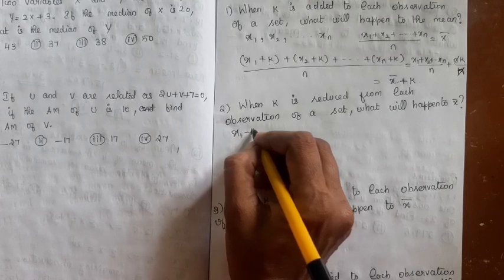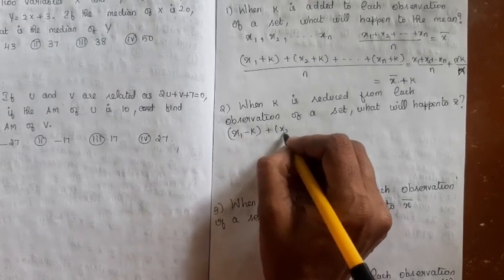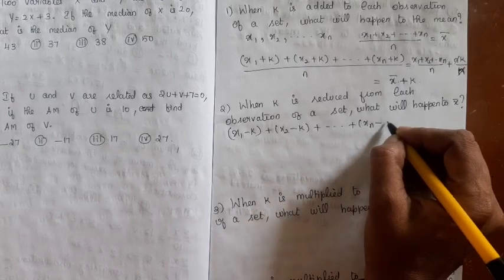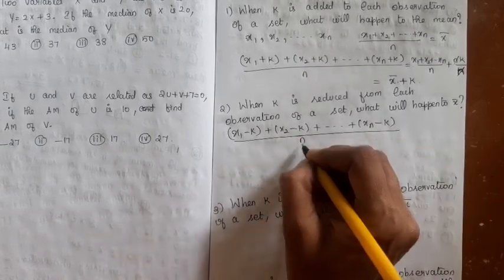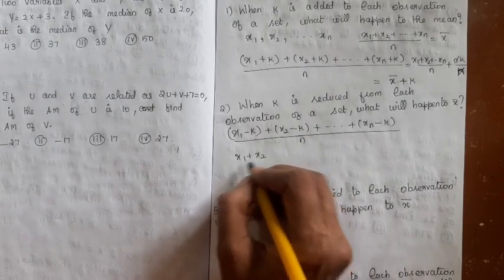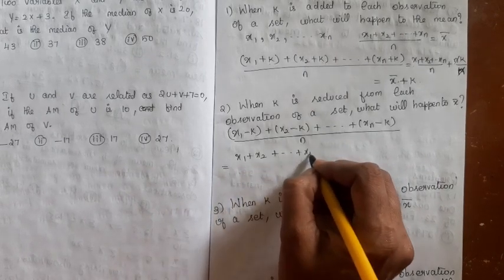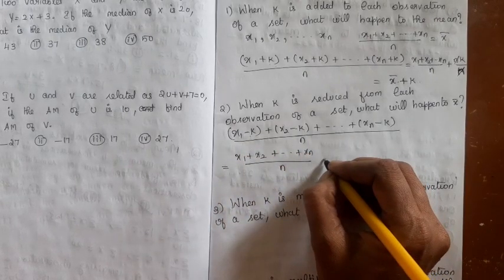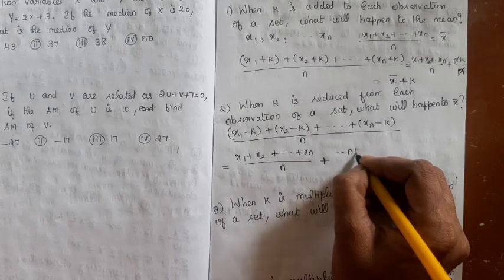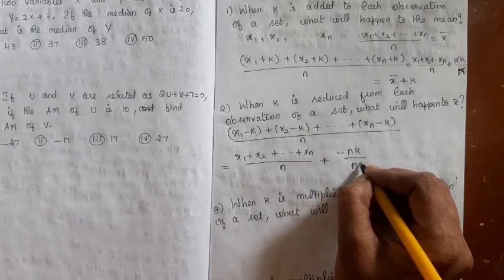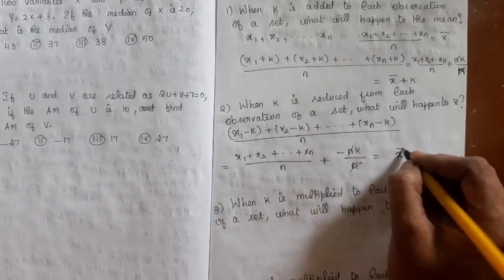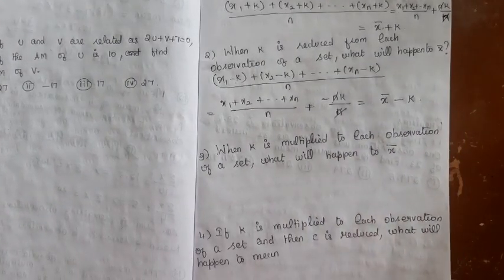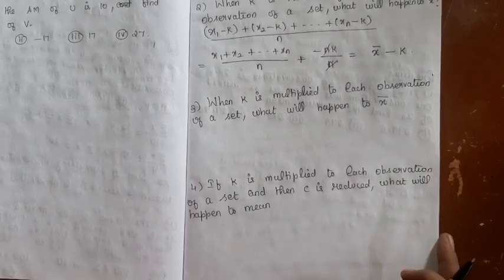Similarly, when k is reduced from each observation, what will happen to the mean is the next question. So you have x1 plus x2 plus etc. xn by n minus k minus k minus k for n times. So minus nk by n. N and n cancel. So you have x bar minus k. So what will happen to the mean? The mean will be reduced by k units.